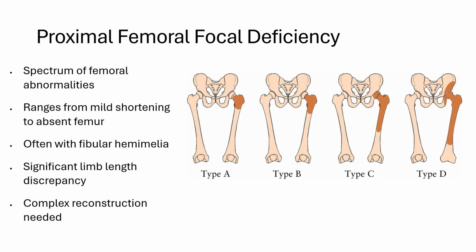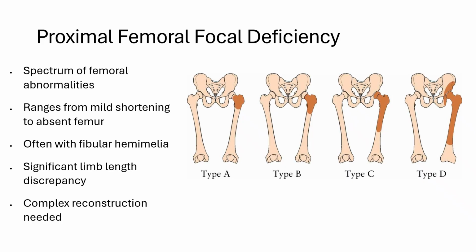Proximal femoral focal deficiency encompasses a spectrum of femoral abnormalities that range from mild shortening to complete absence of the femur, creating some of the most challenging lower extremity reconstruction problems in pediatric orthopedics. To grasp the complexity, think of this condition as affecting the foundation of the entire lower extremity. When the thigh bone is abnormal, everything below it must compensate for the altered mechanics and length.